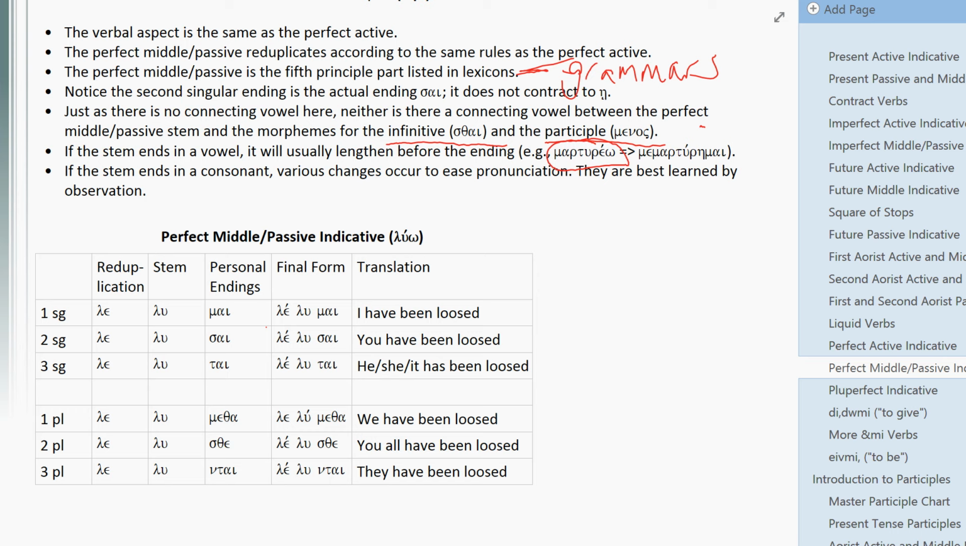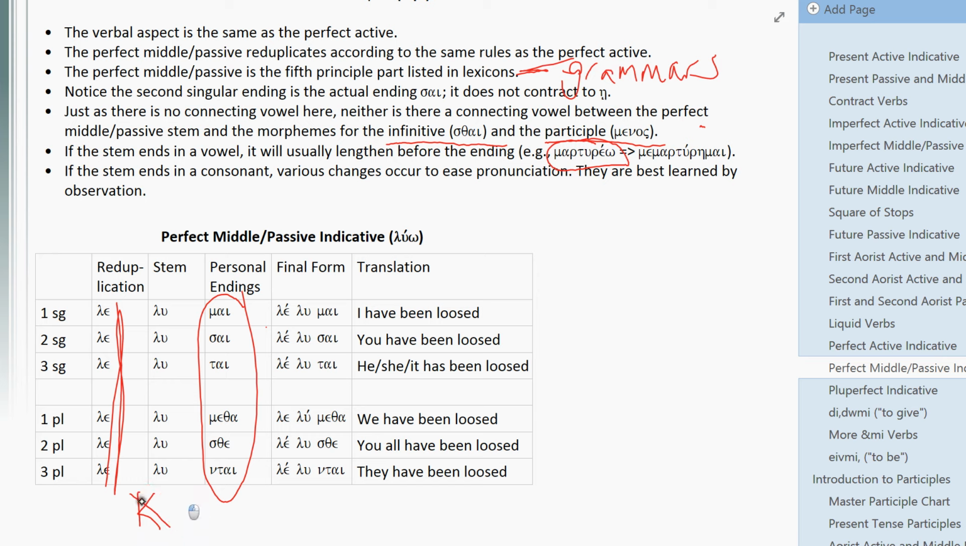So that's one way to distinguish from the active tense stem, that you have the reduplication, and so then you think, oh, so this is perfect, but is it active or middle passive? Well, one way is to see that there's no kappa. Another way is to see that you're using these primary middle passive endings. And there's no connecting vowel, there's no alpha, anything like that, so this is quite different.